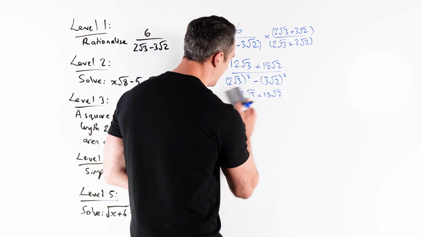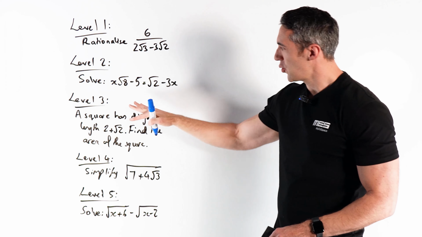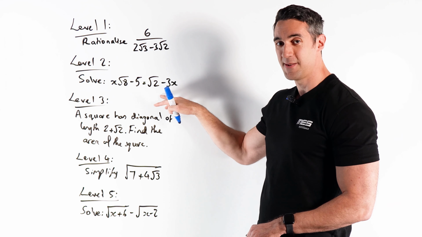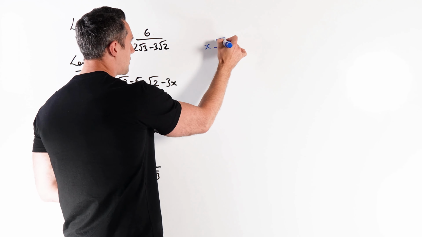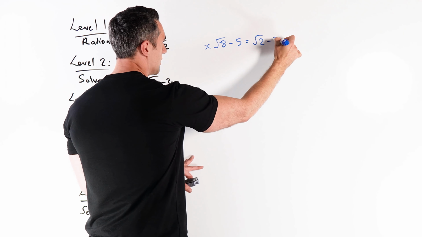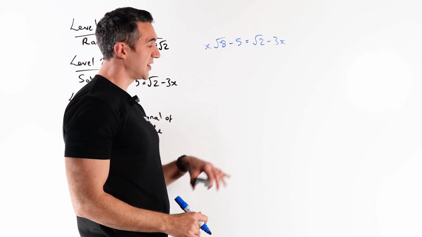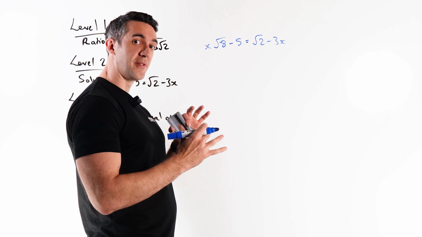So if we have a look at our level 2, this time we're going to try and solve an equation. So we're going to try and find out the value of x. Got some thirds floating around in there. Let's see what we can do with that one. Okay, so we've got x root 8 minus 5 equals root 2 minus 3x. So if we remember the aim when we're solving, we want to get to a point where it says x equals. So we need to put all of our x's onto one side of our equation.